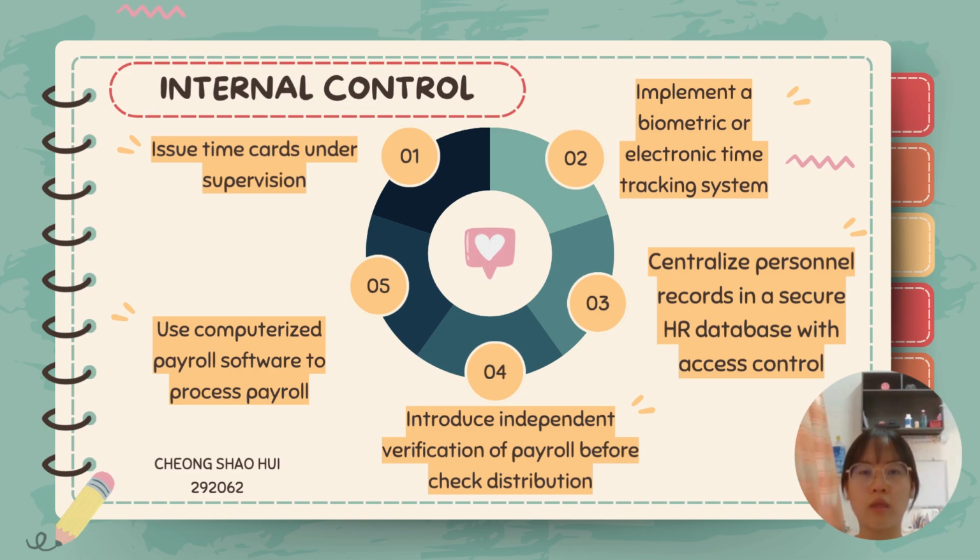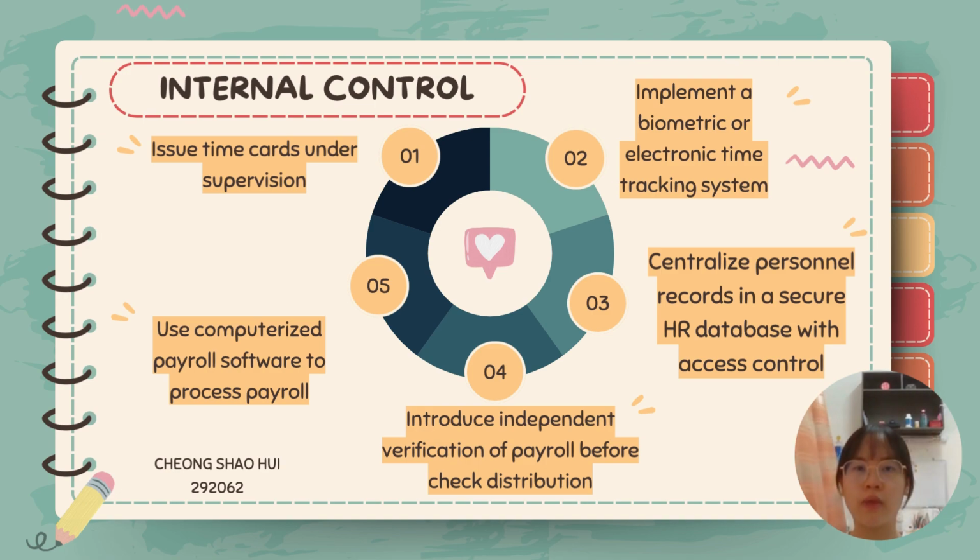A third issue is that personnel records are kept only in the production manager's office with no central or secure storage. The solution is to centralize personnel records in a secure HR database with access control. This allows for better integrity, authorized access, regular backup, and protection against unauthorized access or loss of sensitive employee information.